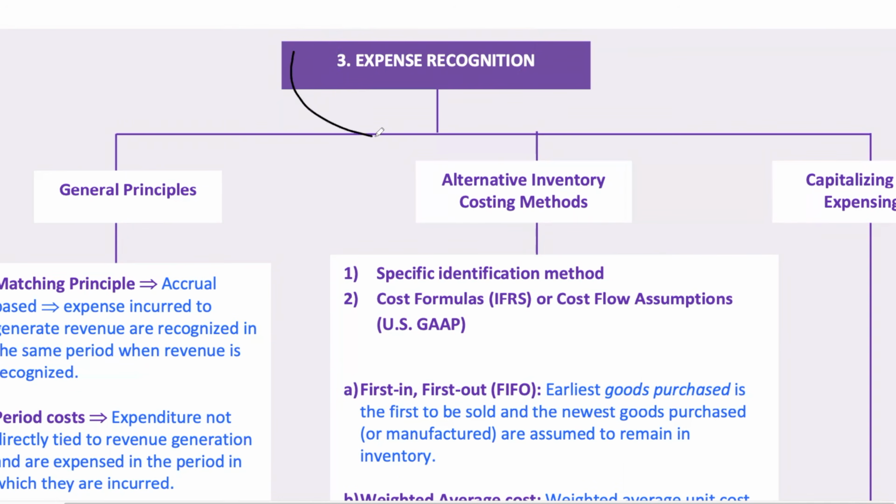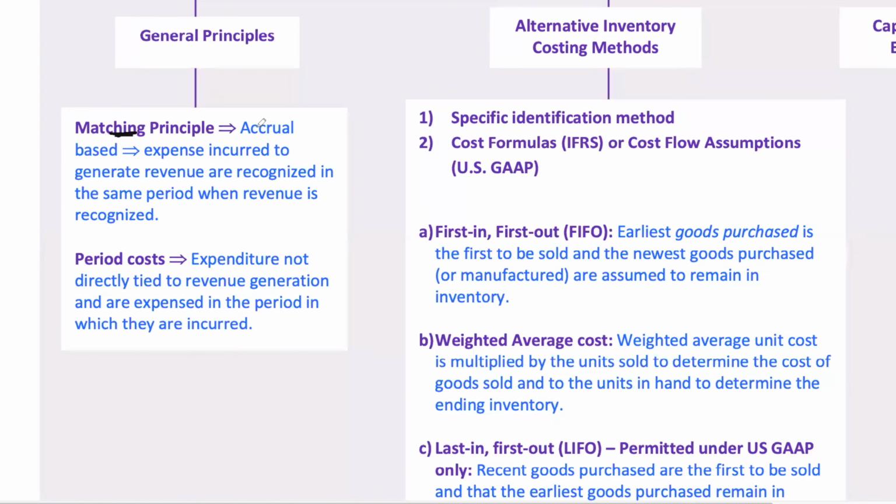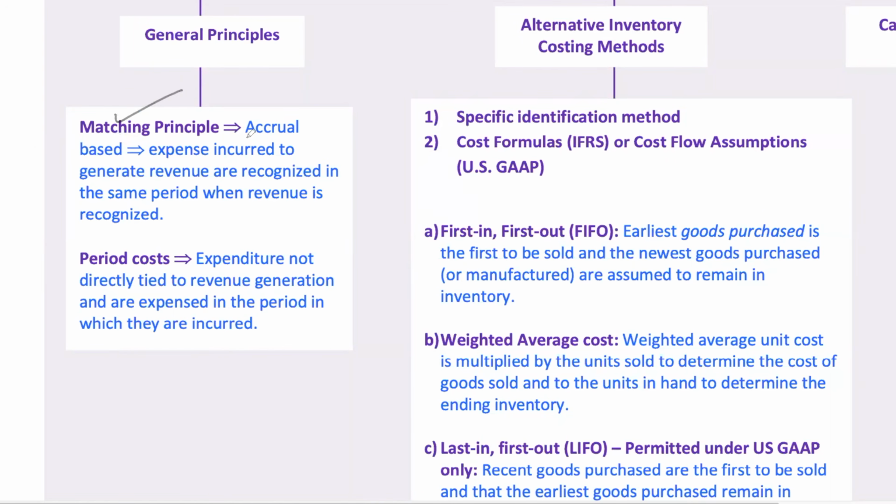Moving on to expenses, these are defined by the IASB as decreases in economic benefits during the accounting period in the form of outflows or depletions of assets, or increases in liabilities that result in a decrease in equity, excluding distributions to equity participants. The matching principle is central to expense recognition. This principle states that expenses should be recognized in the same period as the revenue they help generate.